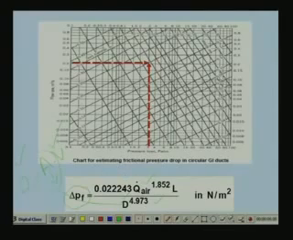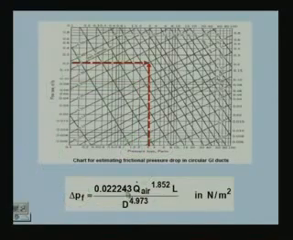Or you can also use the friction chart. For example, in the friction chart, if you remember, this was discussed in the last lecture, we have the frictional pressure loss per unit length on the x axis, flow rate on the y axis, and different constant velocity lines. These are the constant velocity lines. So, once you select, let us say, the velocity, and if you know the flow rate, then you can find out what is the frictional pressure drop per unit length. So, this is the third step in the velocity method.